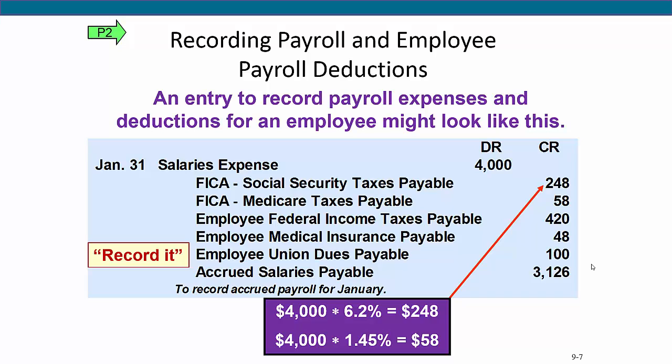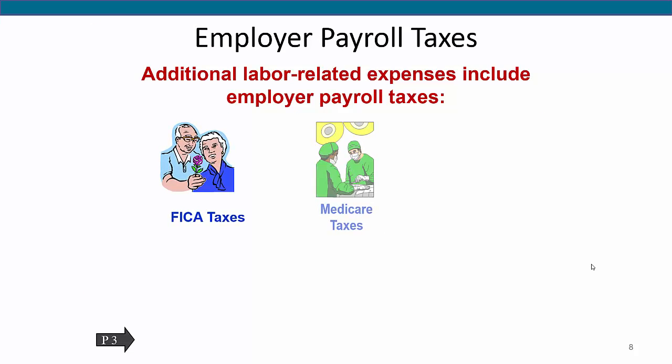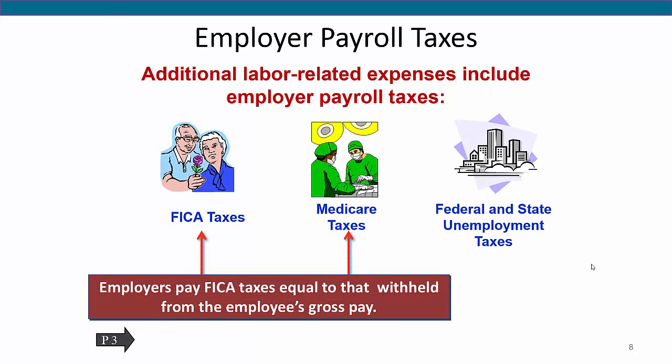We said earlier that employers also incur expenses when agreeing to employ people. Let's take a look. Employers must match the employee contributions for FICA, Social Security, and Medicare taxes. In addition to that, employers must pay federal and state unemployment taxes.